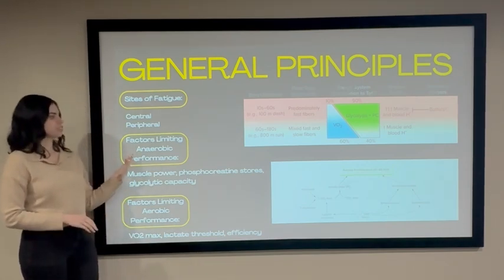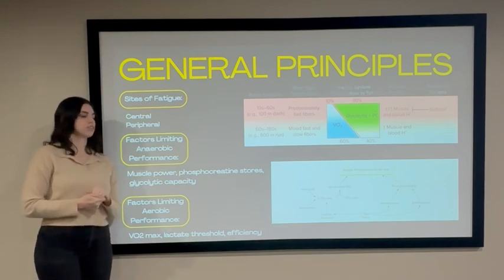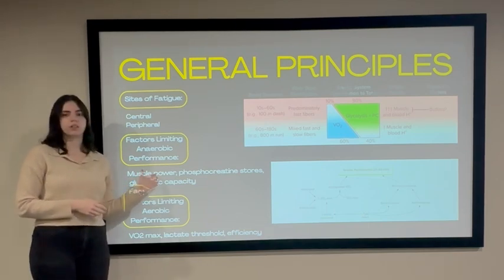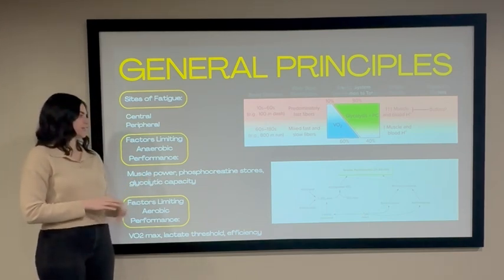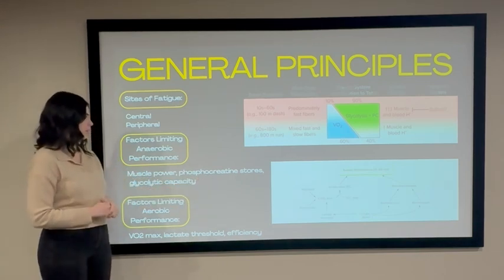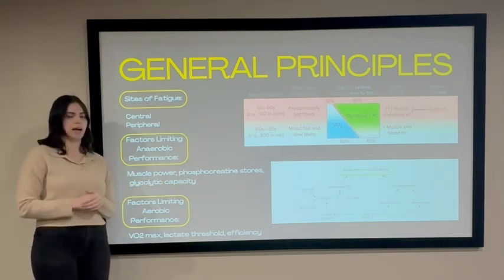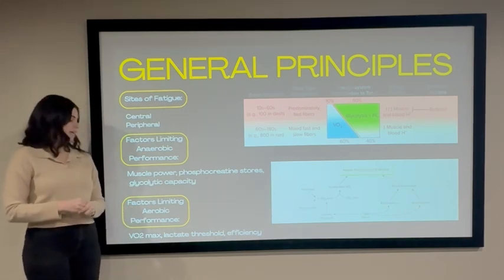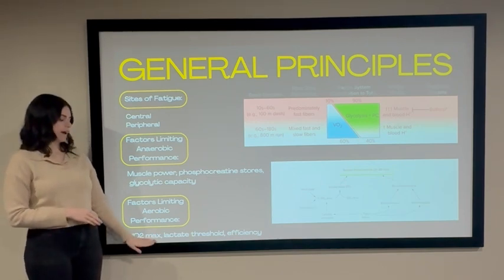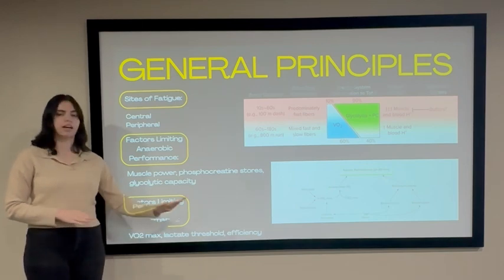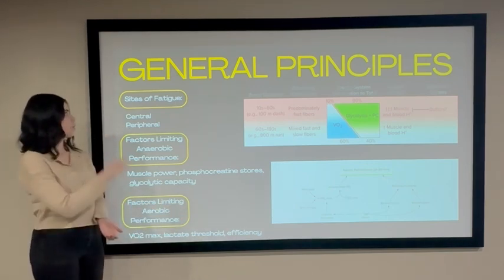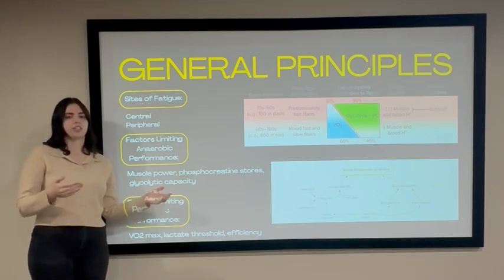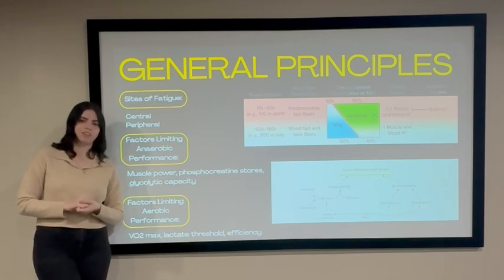We'll need to talk about factors limiting anaerobic performance. So those factors are going to mainly be our muscle power, which does differ person to person. That gets into our different muscle types, as well as strength, and our phosphocreatine stores, again, those anaerobic systems, and glycolytic capacity. Then our factors limiting aerobic performance. This mainly is going to be our VO2 max, our lactate threshold, and efficiency of our muscles. And so these fatigue, anaerobic performance, and aerobic performance are general principles considering the factors that affect our physical performance.